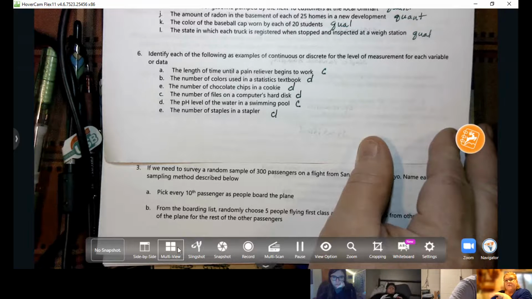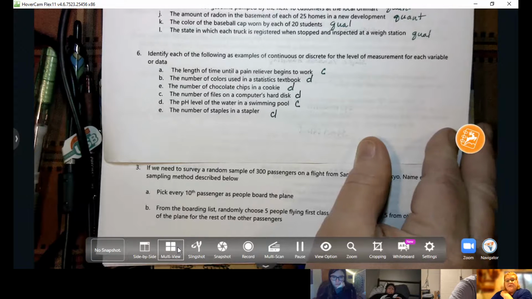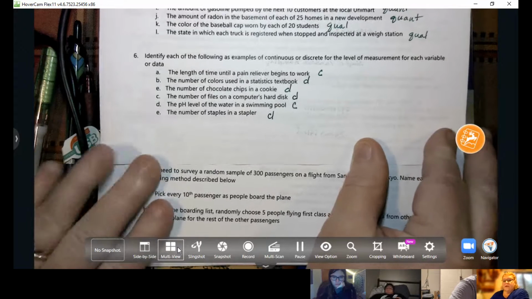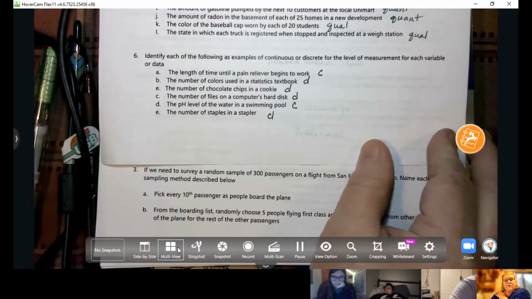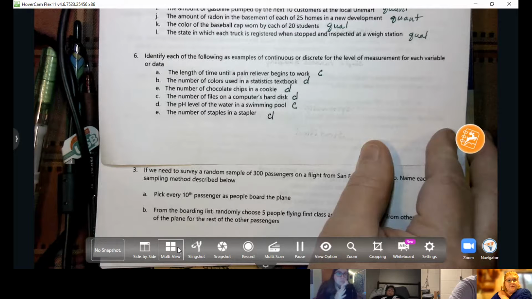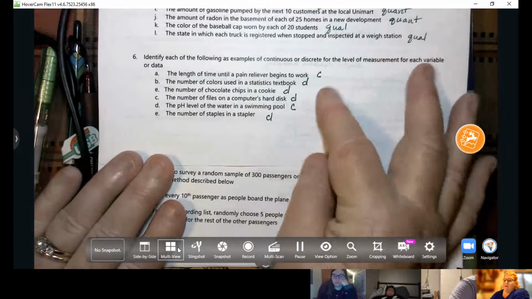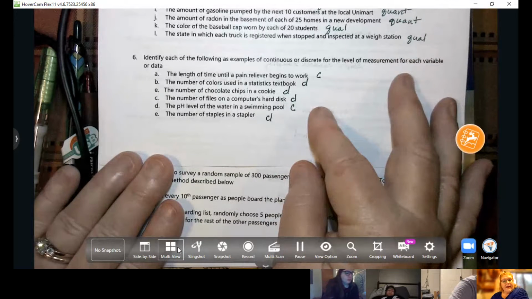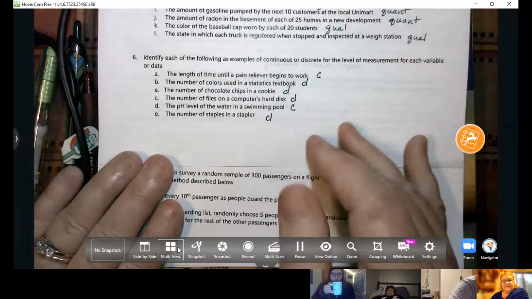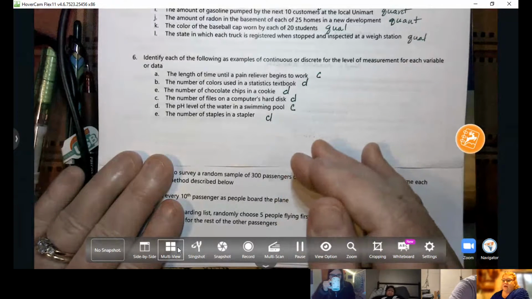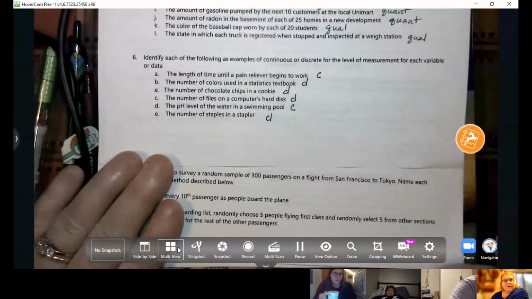The number of files on a computer hard drive is countable, so that's discrete. The pH level in the water of a swimming pool is measurable, so that's continuous. The number of staples in a stapler is countable, so that makes that discrete. So that gives you some more information about looking at variables and deciding what kinds they are.